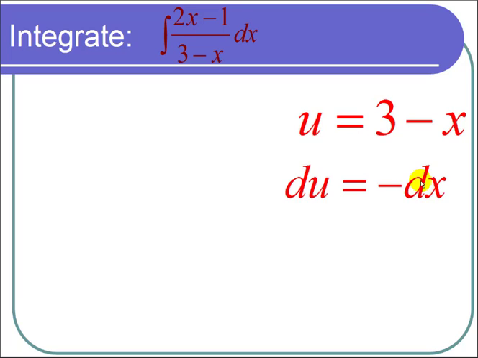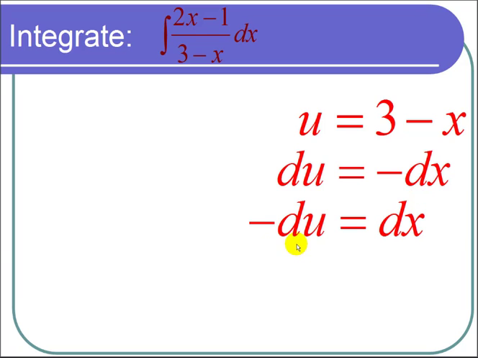Then take a derivative, and du equals negative dx, and solve for dx by multiplying by negative 1, and we get negative du equals dx. So we now have the dx covered, we have the 3 minus x covered, but we have this x up here that isn't going away.